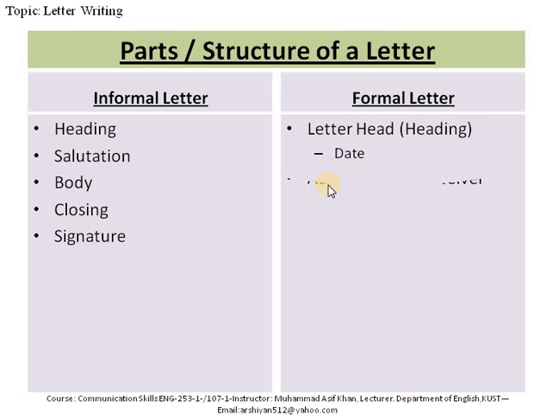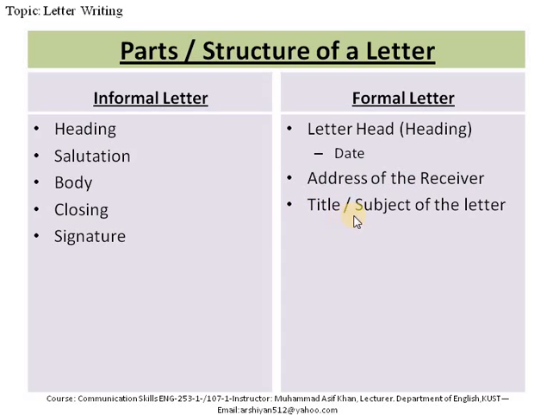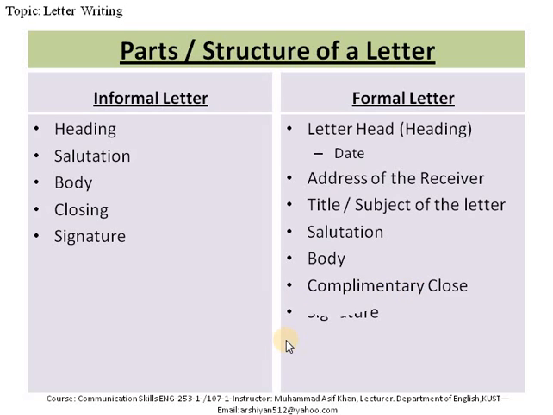It includes dates, and then we have the address of the receiver. It also includes a reference section in which, if you have the details of the correspondence with that person, you can add the reference numbers there. Here you can add the title or the subject of the letter. Salutation is also there, and then we have the body of that letter. In the end we have complimentary closing remarks and signatures. So these are the parts or structure of a letter.